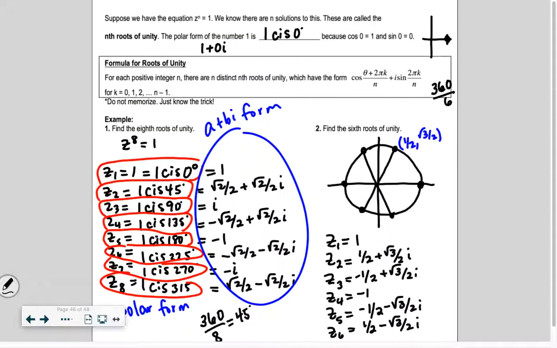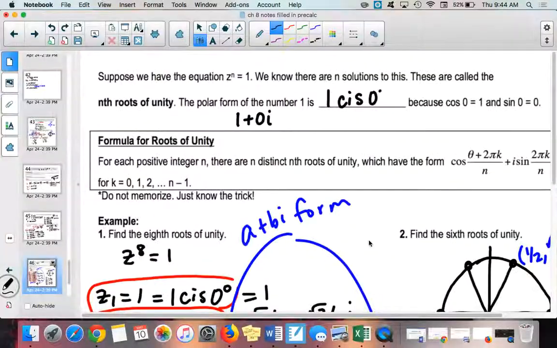Easy? Could you do the 4th root, 8th root? You could do things like the 7th root, but it's going to be a little weird, because the 7th roots wouldn't be unit circle values. But the 4th, the 6th, and the 8th, which would be every 45 like we did, and the 3rd, those would be unit circle values. Okay? All right, let's stop there.